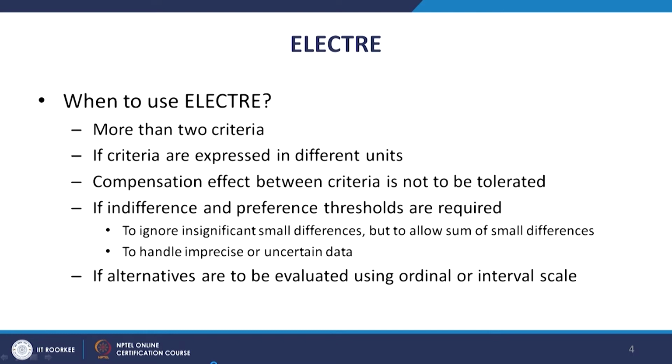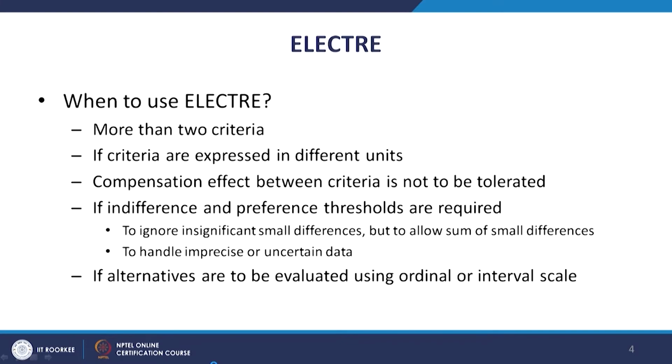So, the points are to ignore insignificant small differences, but to allow higher differences. If we would like to ignore small differences between alternatives, and if we would like to allow higher differences, then these kinds of thresholds can be useful.